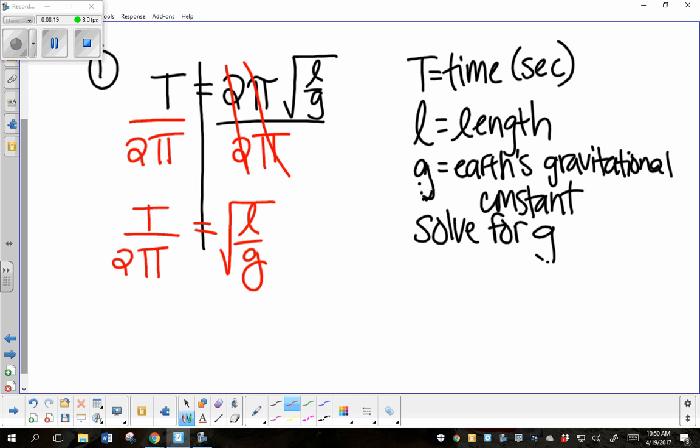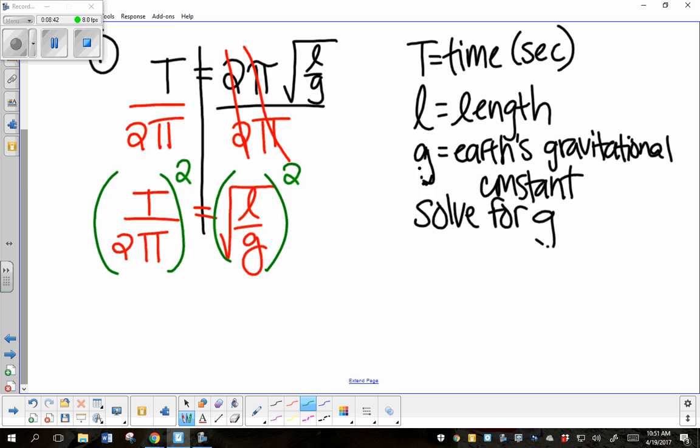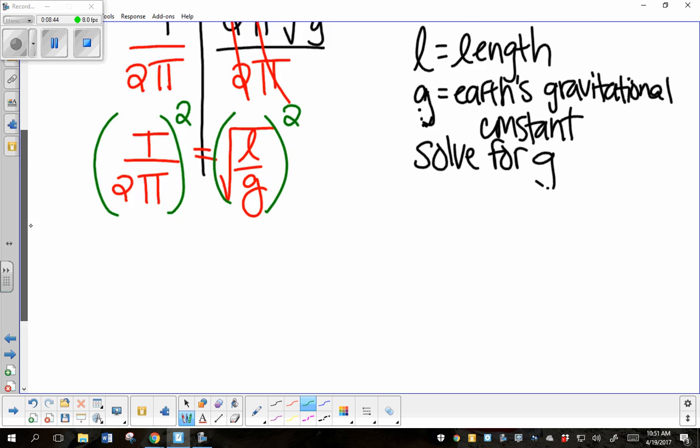Multiply by L over G. Oh, I see what you're saying. Maybe. All right, with some help, we want to get it out of this square root, right? So let's square it. Square both sides. Nice. So if something's in a square root we want it out, we can square it, because a square root and a square are inverse.